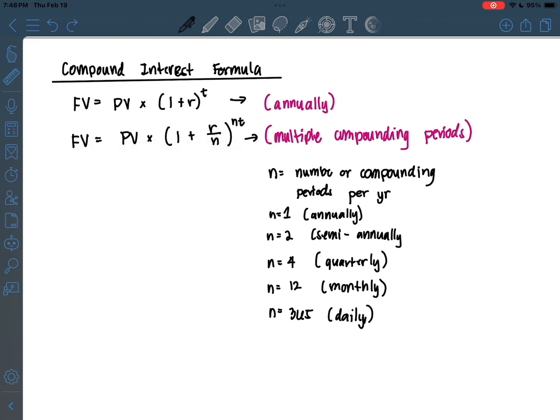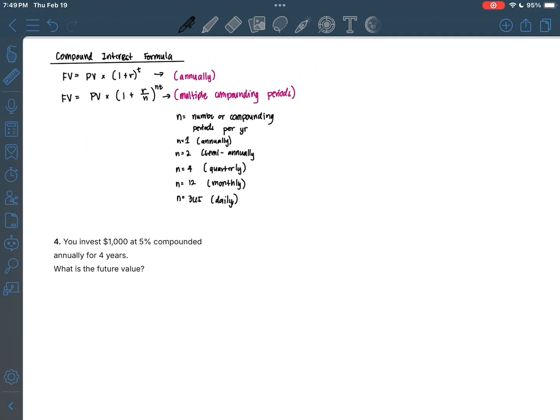Okay, let's have some examples for this one. You invest $1,000 at 5% compounded annually for 4 years. So compounded annually, we're going to use this formula. What is the future value? The given here is you invest $1,000. So that is your present value, or the amount of money that you have today. And then the R would be 5%, so in decimal it should be 0.05, and the time would be 4 years.